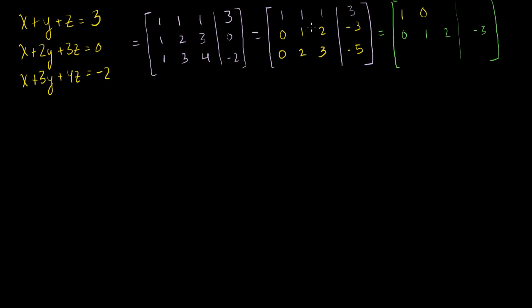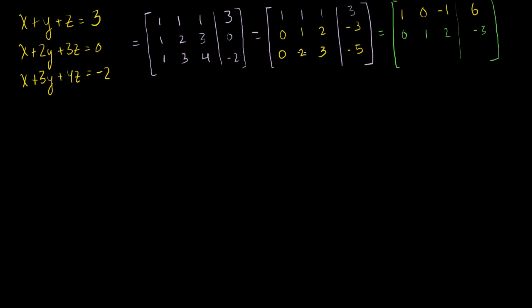1 minus 1 is 0. 1 minus 2 is minus 1. And then 3 minus minus 3. So that's equal to 3 plus 3. So that's equal to 6. Right? 1 minus 0 is 1. 1 minus 1 is 0, negative 1. And then 3 minus negative 3, that's 6. I always want to make sure I don't make a careless mistake.